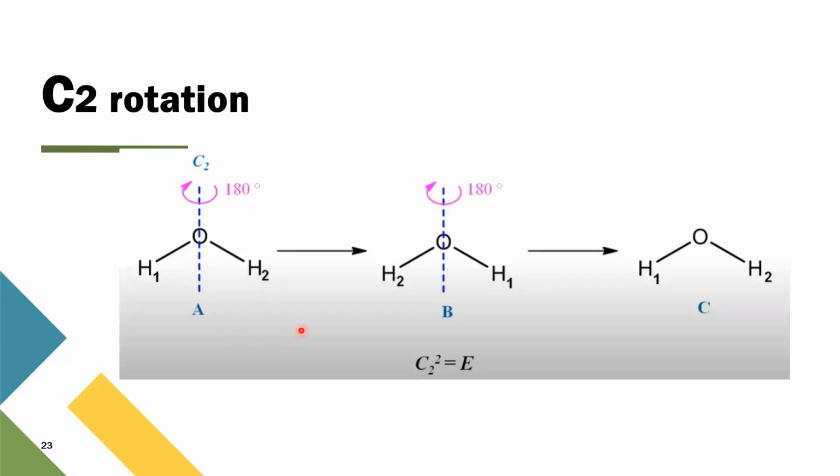Now this is again the same thing, the water molecule. We have labeled these as H1 and H2, right? And this molecule is labeled as A. You rotate it through this 180 degrees, you get the two positions exchanged, right? Because we have done a C2 operation, a C2 rotation. You rotate it by 180 degrees and then you get the C2 molecule B, right?